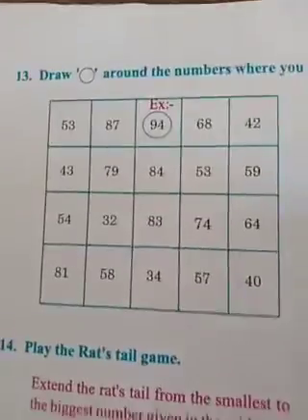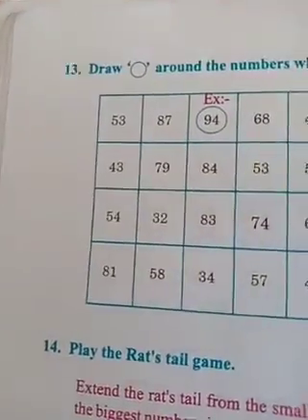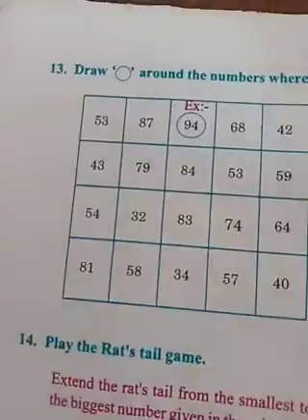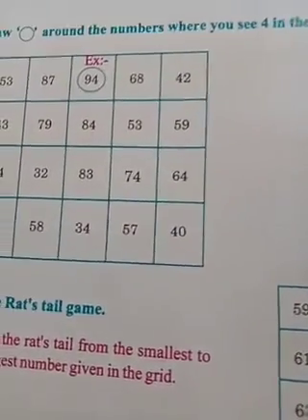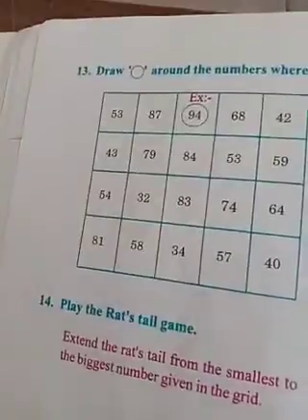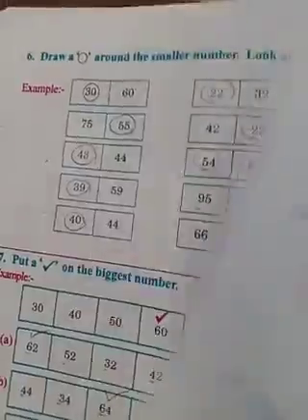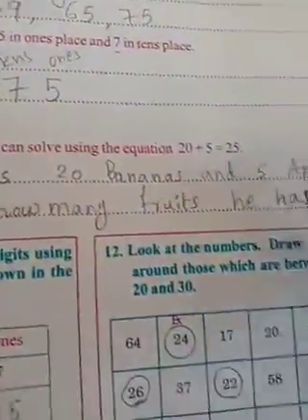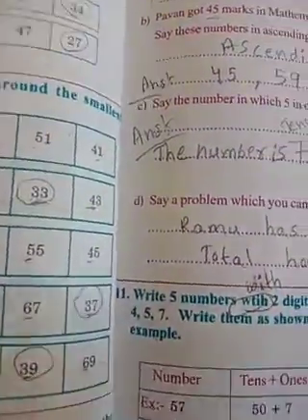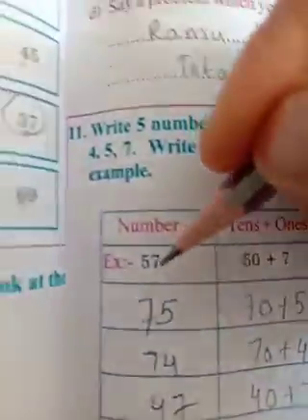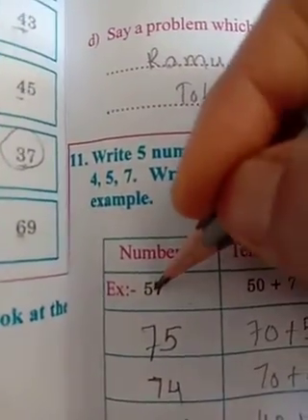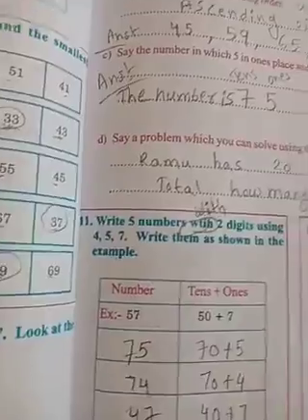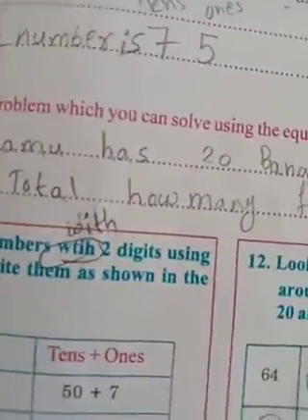See, all of you. Draw the circle around the numbers where you see 4 in ones place. This topic I will explain in the next class too. So here understand, children, ones place and tens place. Suppose here 7 in ones place. So how many tens? 5 tens means 50, like that only. Okay, do you understand, children?